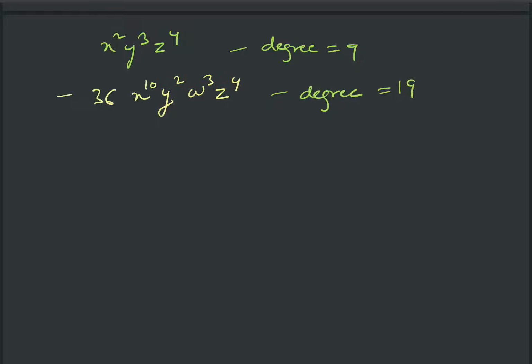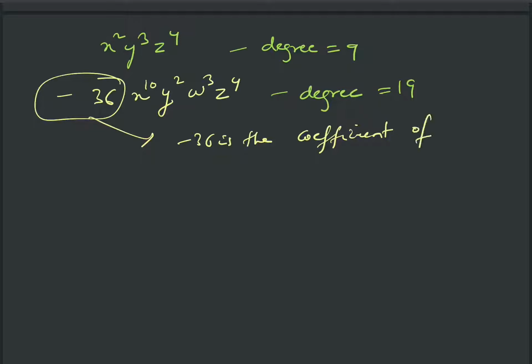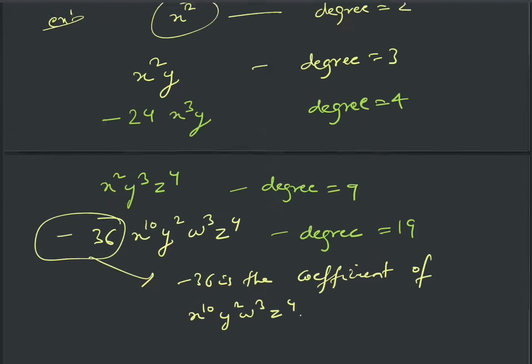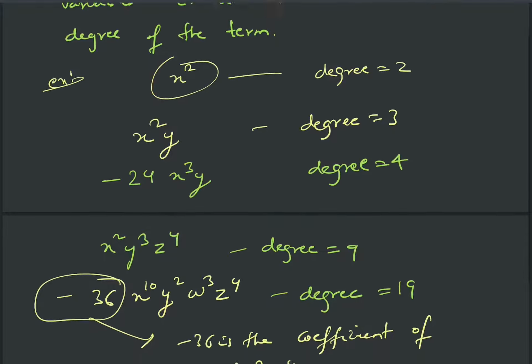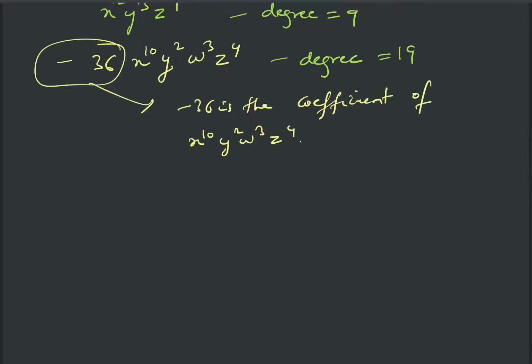So the degree is 19. And what is this minus 36 called? This minus 36 is the coefficient. Minus 36 is the coefficient of the term x power 10 y squared w cube z power 4, right? Similarly, here the coefficient is 1. Here the coefficient of this term is minus 24. Here also the coefficient is 1, right? So now you know what the degree of a term is.